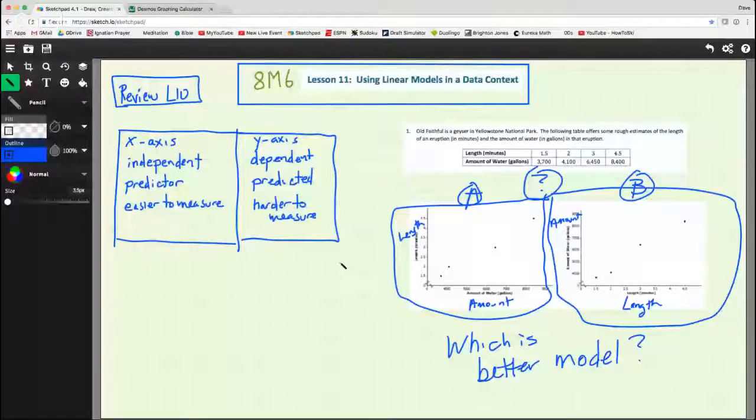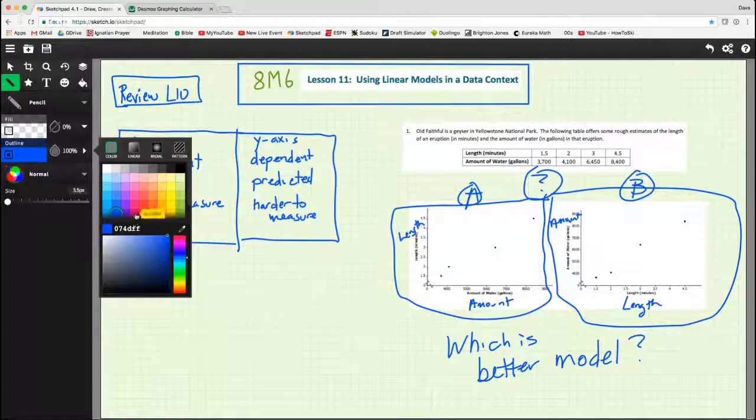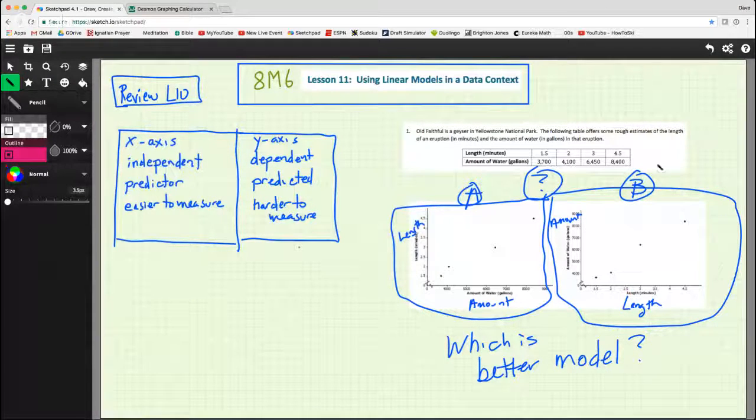Okay, so let's pop on over to our sketch pad, and let's just start off by answering this quick question. This came out of today's lesson, and it is a review really of Lesson 10, and it asks which way should we be looking at this certain data.